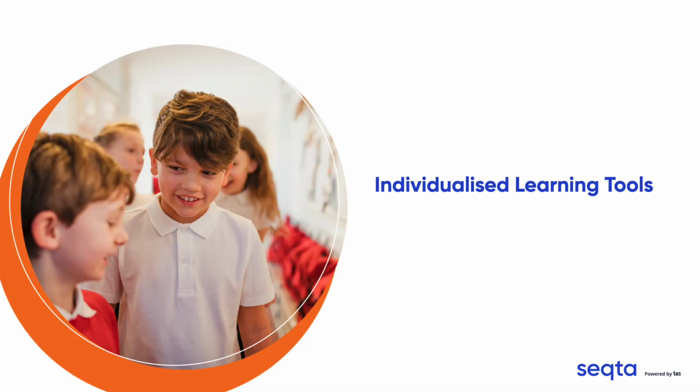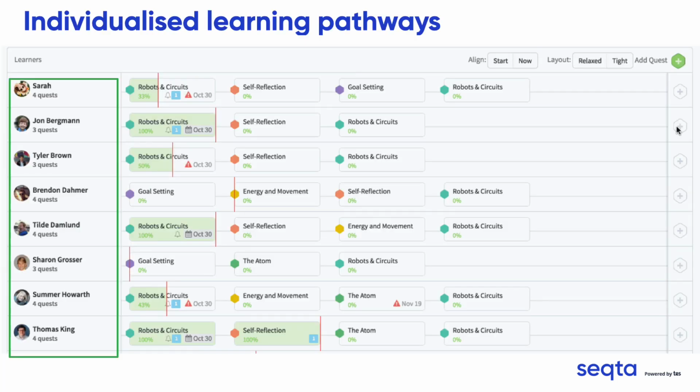Now if we look at the individualised learning tools, over here on the left, these are the students coming straight from SEQTA. Each child has their own individual learning pathway, and they only see that pathway, whereas the teacher can see every child and how they're progressing. When it's fully green, it means that that child has fully 100% completed that site. The red line is the now line. That's where they're currently up to.